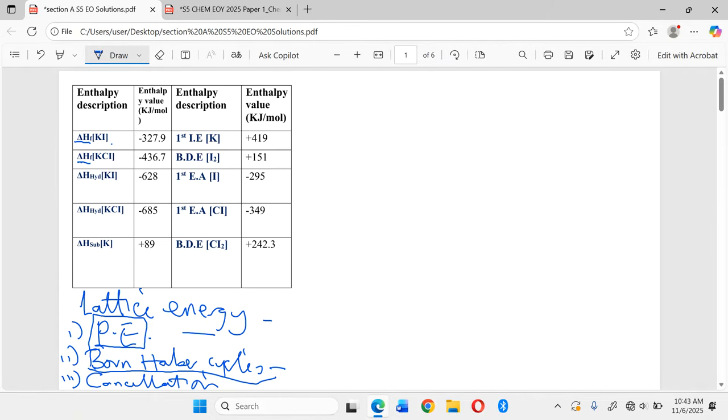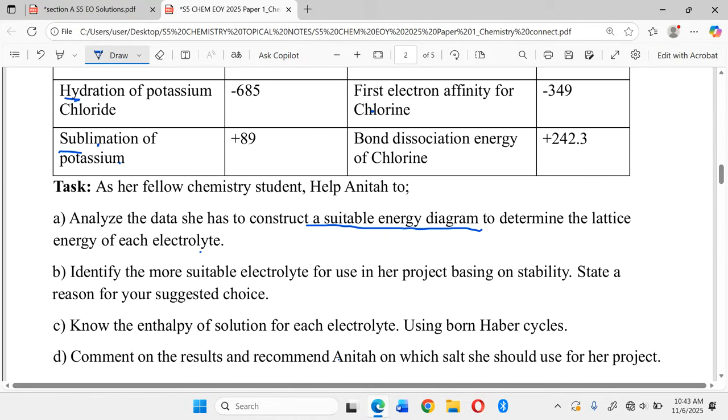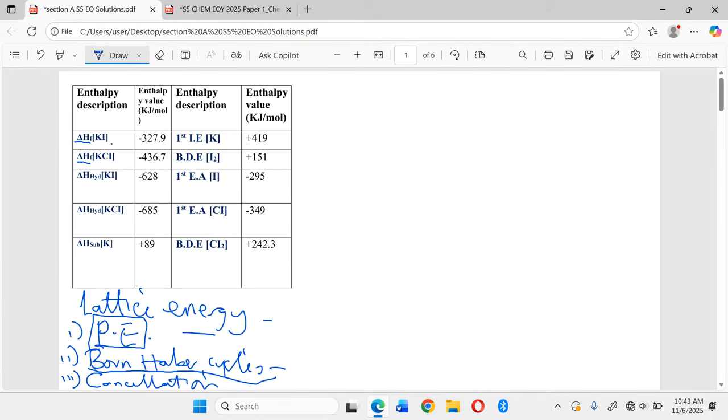So we can put a small subheading and we say, you recall part A was saying, analyze the data she has to construct a suitable energy diagram to determine the lattice energy of each electrolyte. Which electrolytes are we having? We have in the question the potassium chloride and the potassium iodide. And we want to know which one is the best. Which one can they use as the electrolyte? So let's see from our summarized data. We are going to start with potassium chloride.